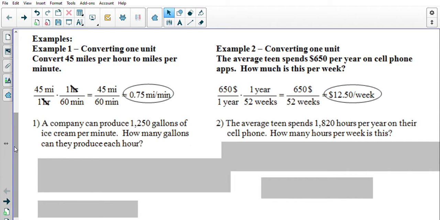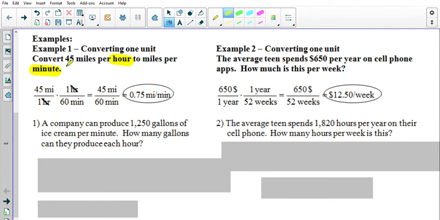So example one on the left is on converting one unit of measure. It says to convert 45 miles per hour to miles per minute. So we are converting our hours into minutes. Go ahead and highlight that here. Converting our hours into minutes.